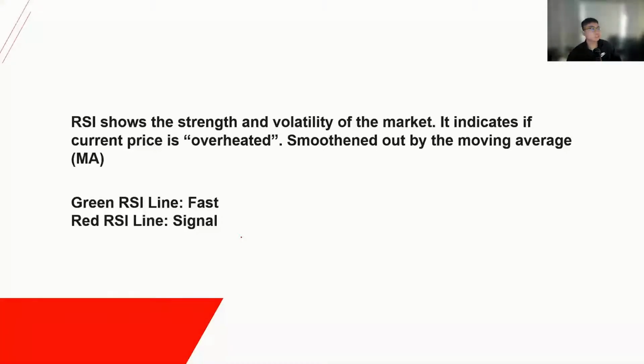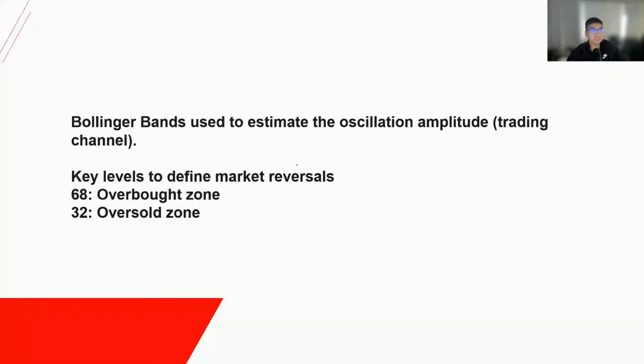All right, once you guys have screenshotted it down, let's move on. So the Bollinger Bands is actually used to estimate the oscillation of the trading channel. So it looks like a rubber band. It looks like a very, very big range, a big channel that is forever moving with price. So key zones to define market reversals, 68. Anything above 68, overbought. Anything below 32 is oversold. Please screenshot this down. It's very, very important. It's a key concept to make use of the TDI indicator.